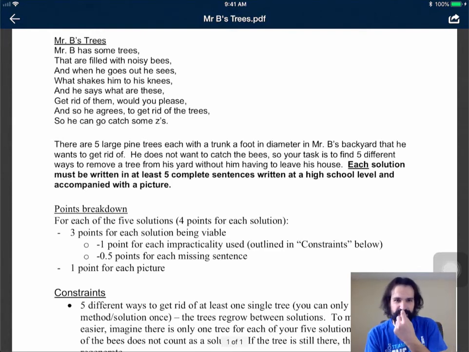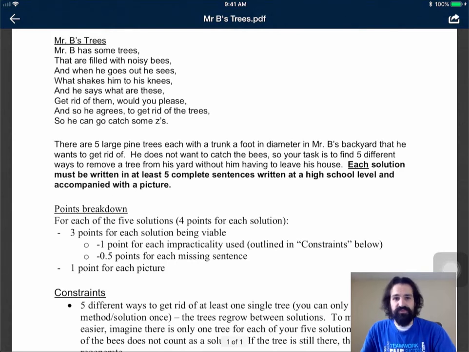Now, what this really means, there are 5 large pine trees, each with a trunk 1 foot in diameter, in Mr. B's backyard that he wants to get rid of. I want you to consider one large pine tree with 1 foot in diameter, probably about 20 feet tall, maybe a little bit taller. He does not want to catch the bees, so your task is to find 5 different ways to remove a single tree from his yard without having to leave his house.